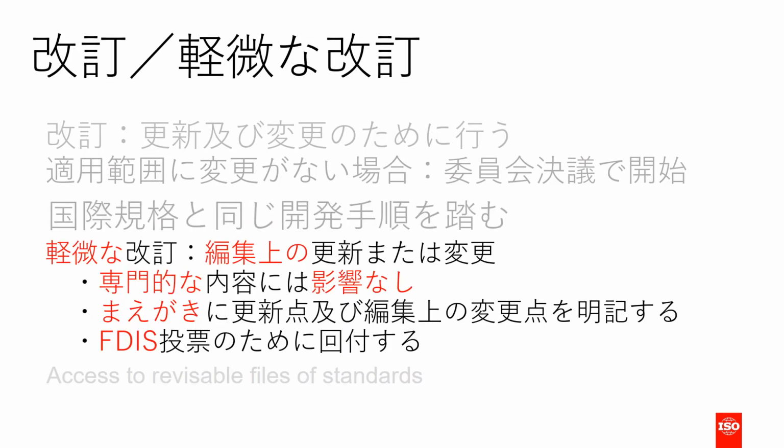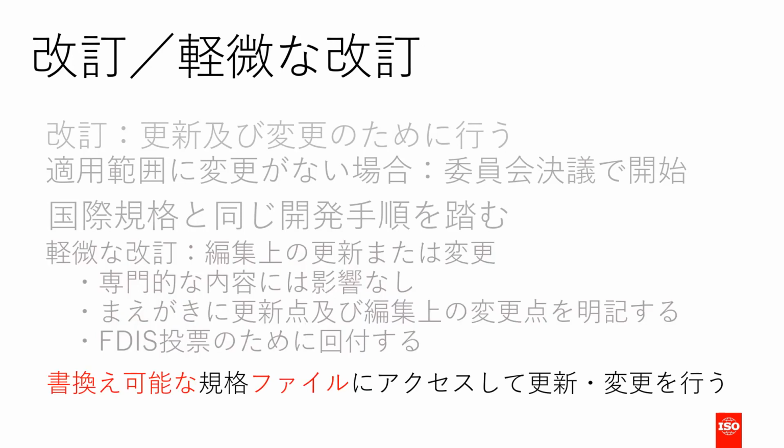A minor revision is only for editorial changes, which must be briefly described in the foreword. It cannot impact the technical content. The procedure is greatly simplified. It goes straight to the approval stage. The secretary of the committee can access the revisable files of the existing standards so that they can update the draft and submit it to ISO Central Secretariat.